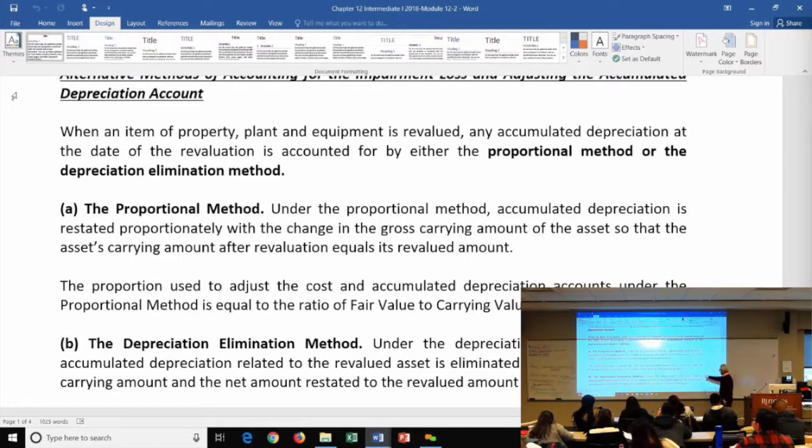The proportional method uses a factor to adjust fair value divided by carrying value. So when we look at this proportion, or under the proportional method, the adjustment factor is the ratio of the fair value. This is for the proportional now. Fair value divided by carrying value. And that factor is what you use as a multiple. So that's the proportional adjustment that you make.